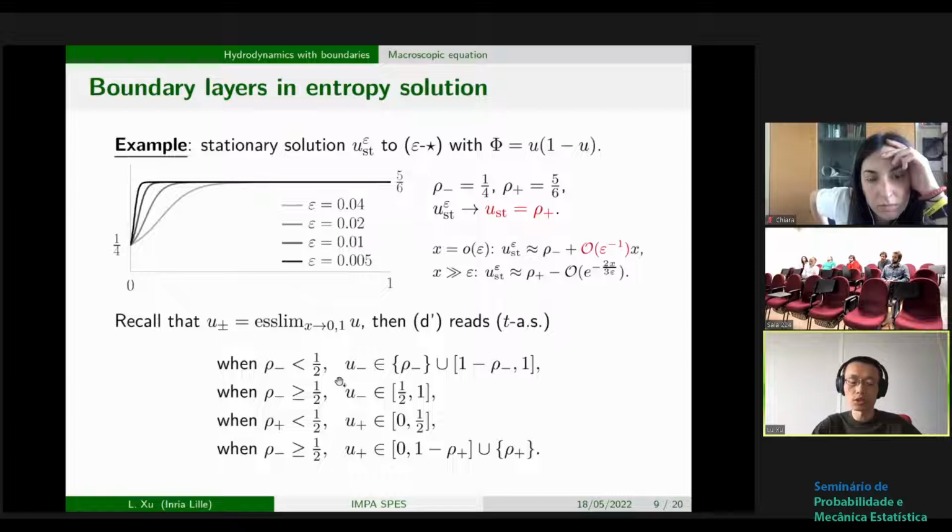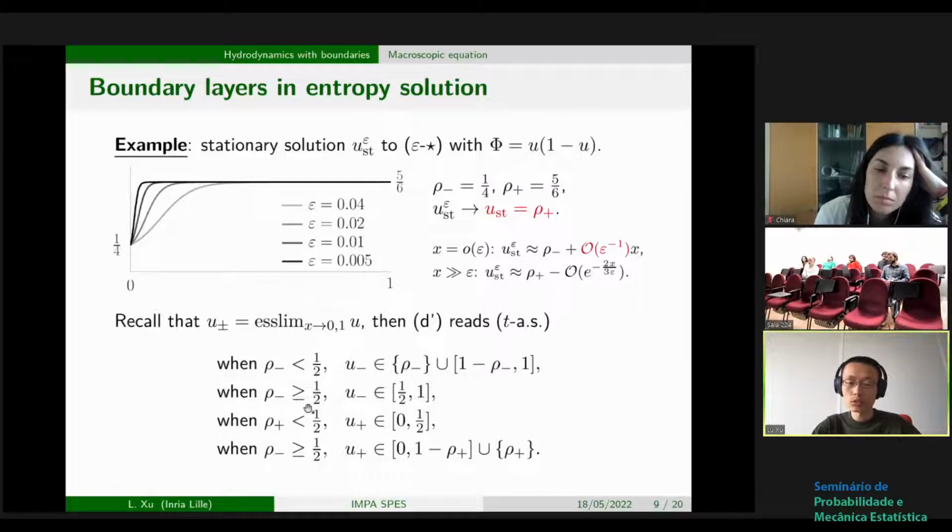So what does this mean? This means that if rho minus is small, then U minus is equal to rho minus. This means that the solution is continuous at the left boundary. Or if it is not continuous, then it makes a big jump. U minus jumps to some big value. This is the case here, so it jumps from 1/4 to 5/6.